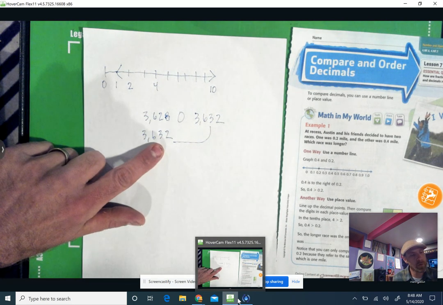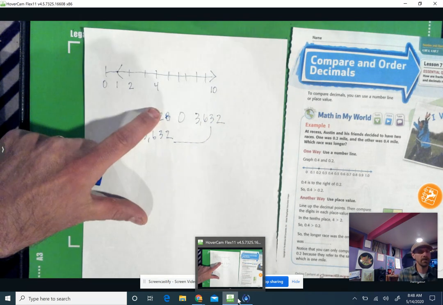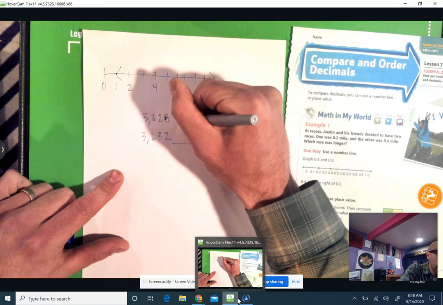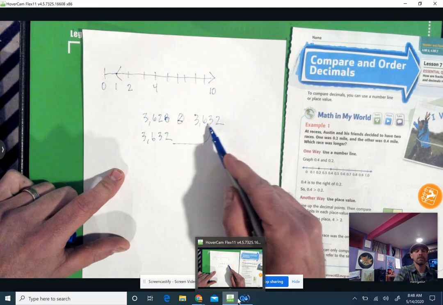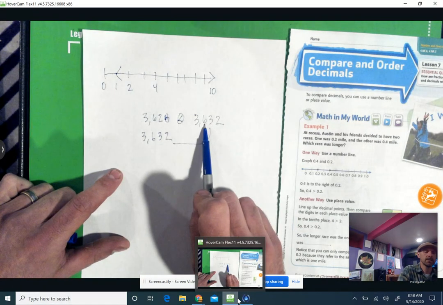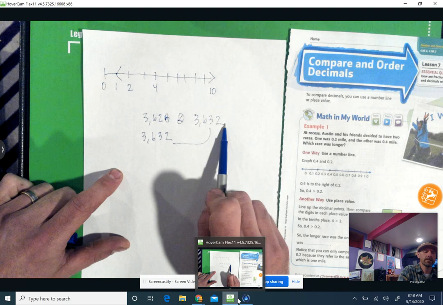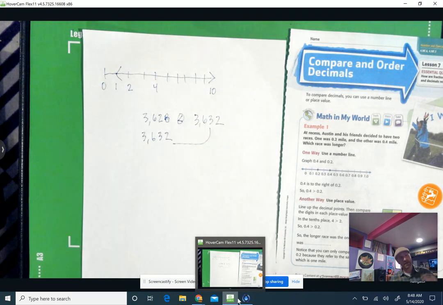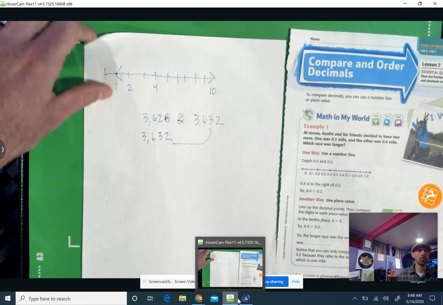Since the 3 is larger than the 2, 3,628 is less than 3,632. Or if we read it right to left, 3,632 is greater than 3,628. So these are whole numbers. These are numbers that are one and greater.